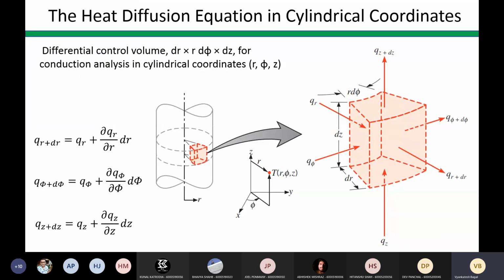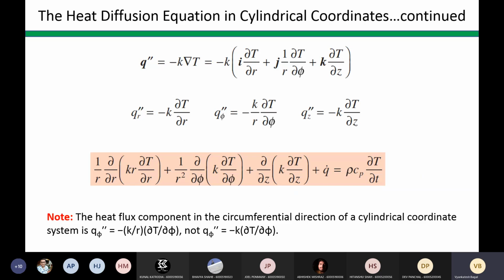I asked you to derive the equation for cylindrical polar coordinates and spherical coordinates. I hope you must have done that, so I am skipping this part. You just note down this equation. Write down this final form, because we need this equation while analyzing cylindrical coordinate system problems. The heat conduction equation, or heat diffusion equation, in cylindrical coordinates is given as 1 upon r dou by dou r into bracket kr dou T by dou r plus all other remaining terms. So write down as it is.